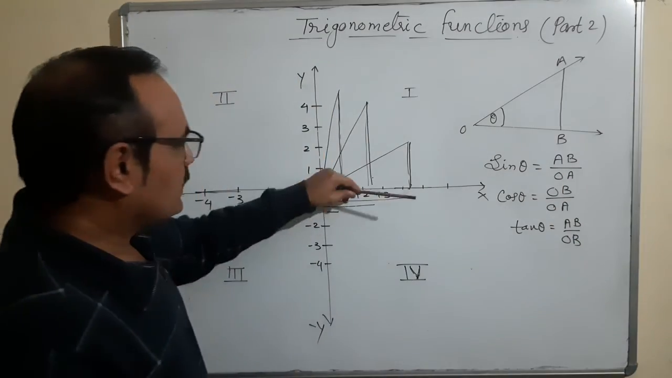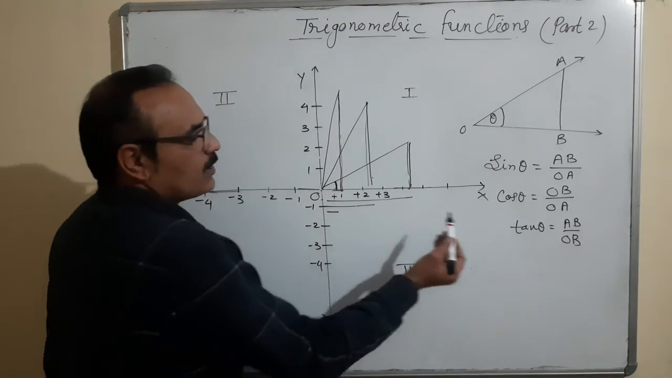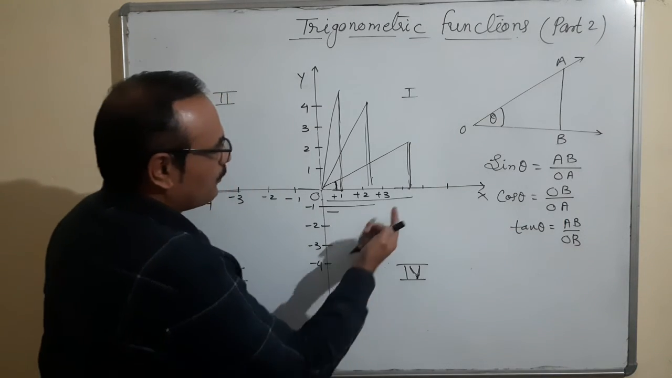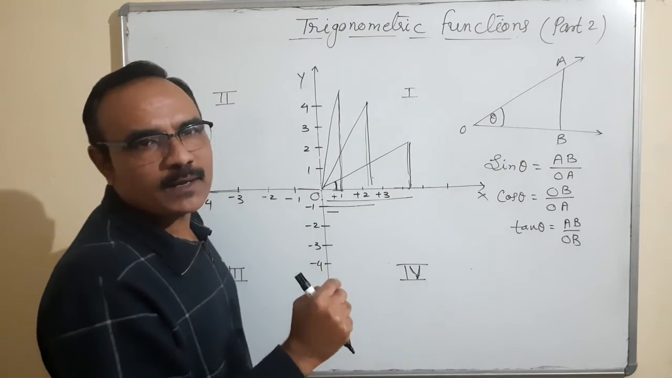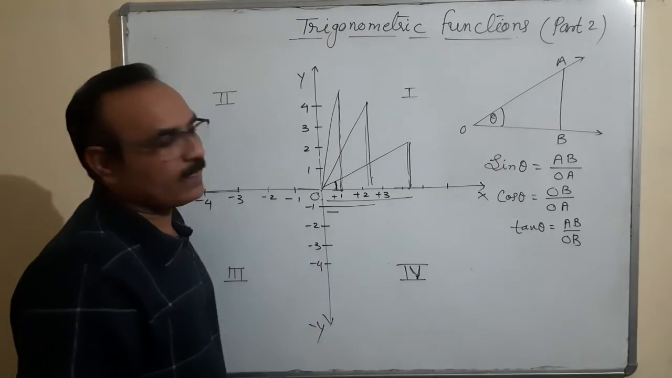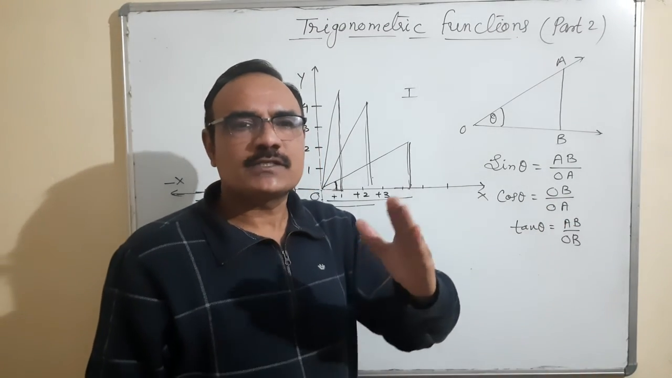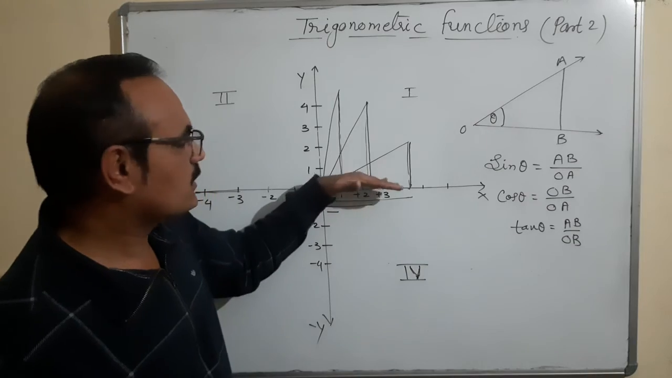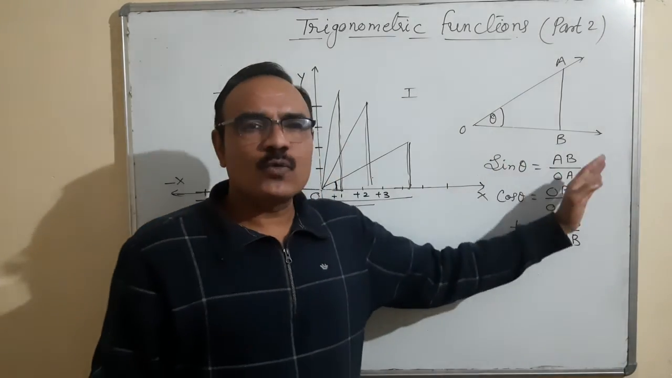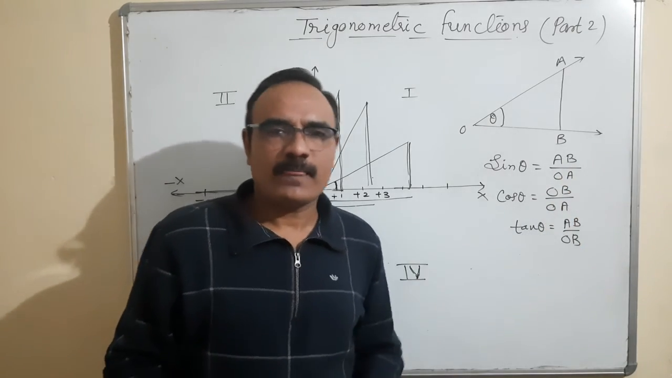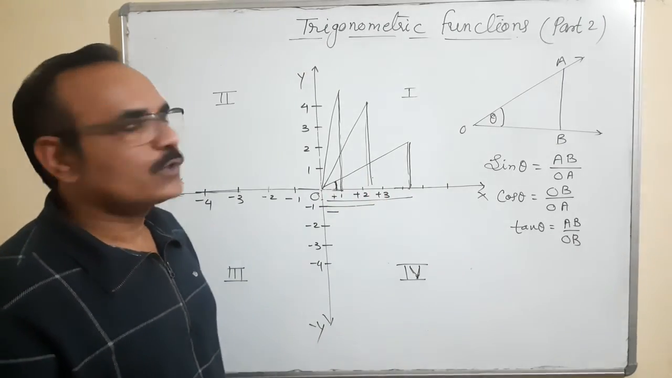Okay. But it is opposite with cos. Here what happens? Cos is base upon hypotenuse. When theta is increasing, the angle is increasing, then what happens? The base is decreasing. Theta is increasing, base is decreasing. So that means the value of cos is decreasing. The first value is 1 and the last value is 0. So sine goes from 0 to 1 and cos goes from 1 to 0. Is it okay? This is the entire story in the first quadrant.